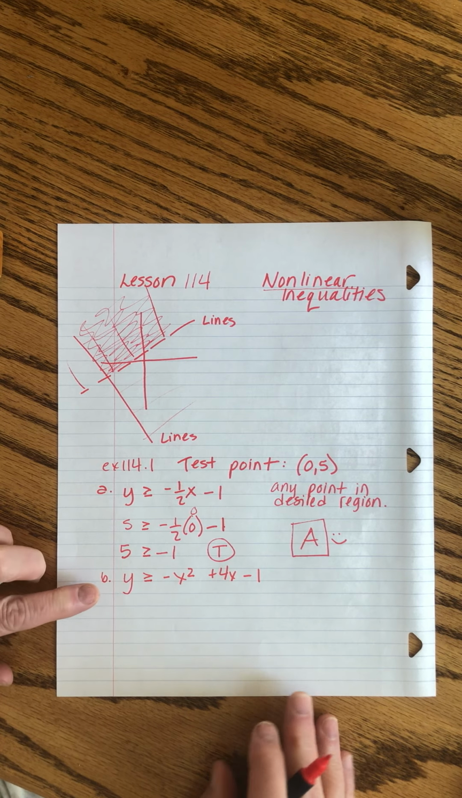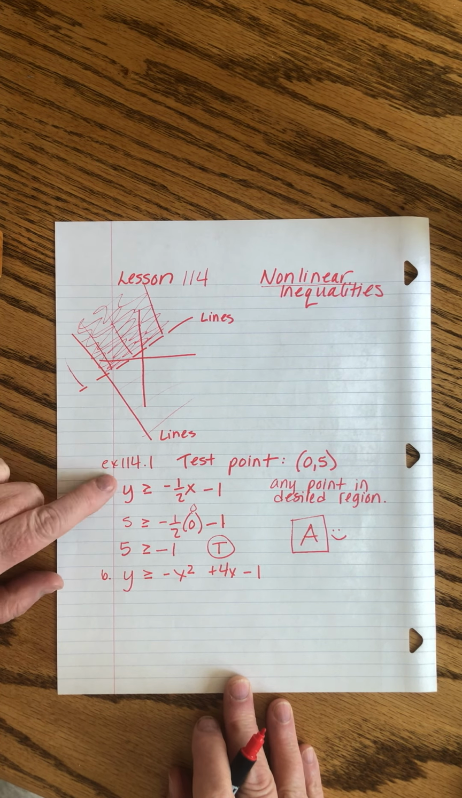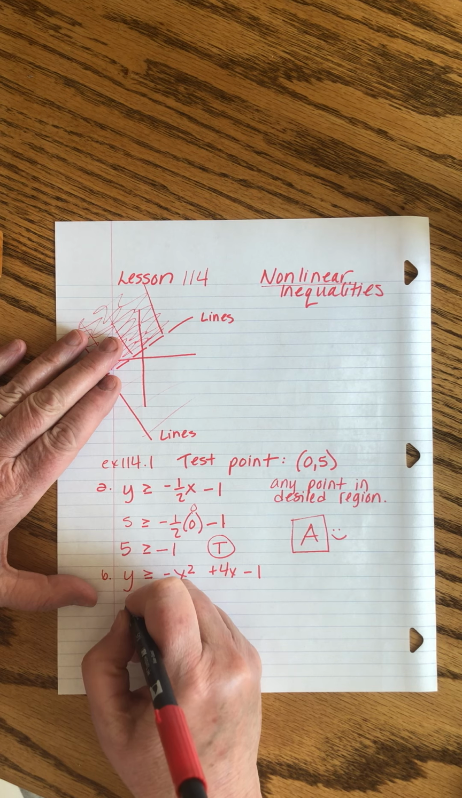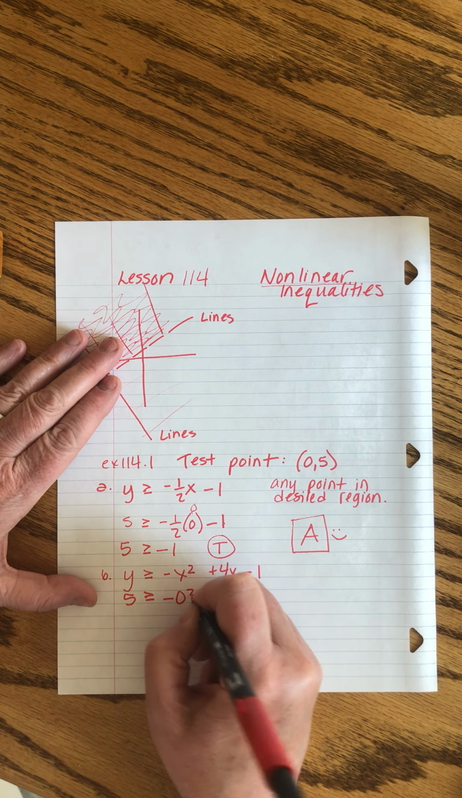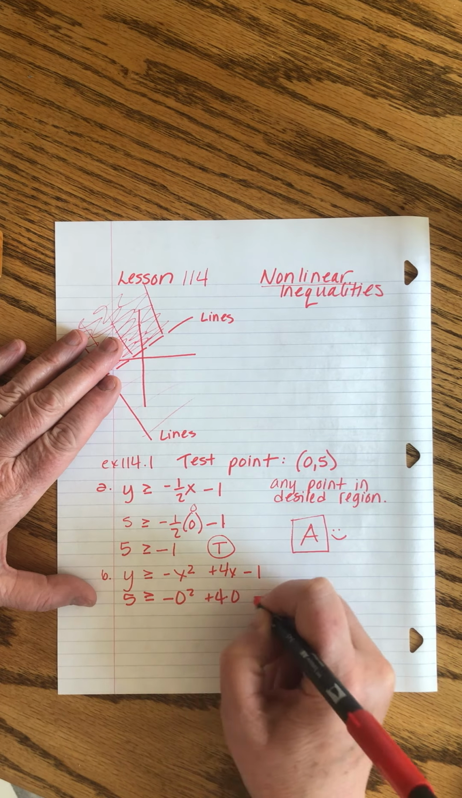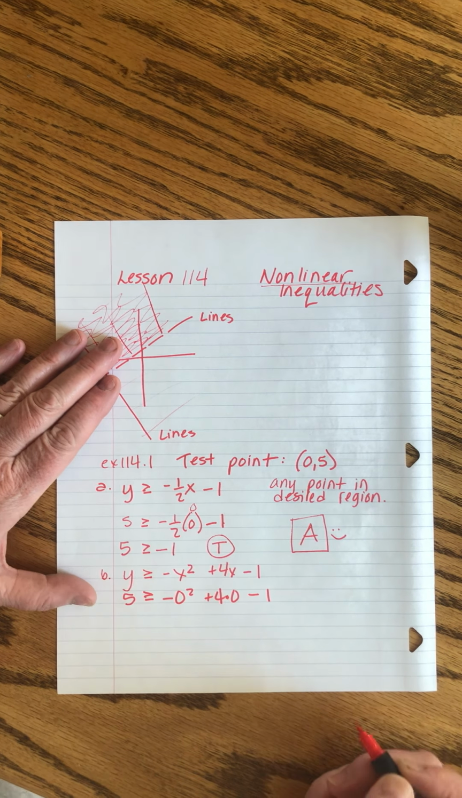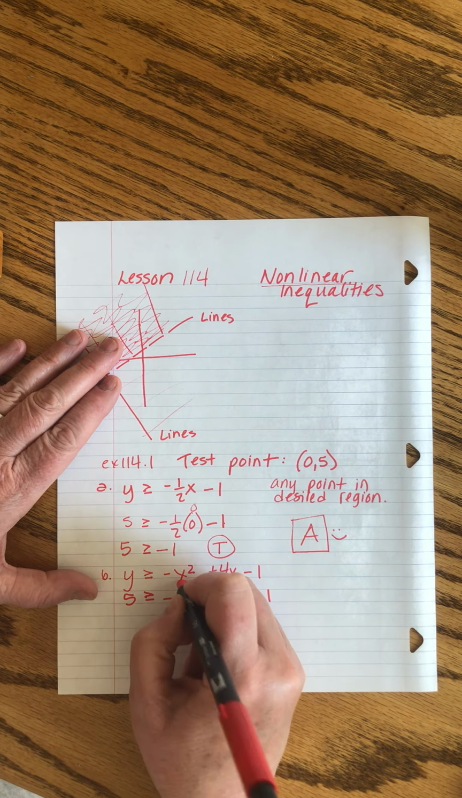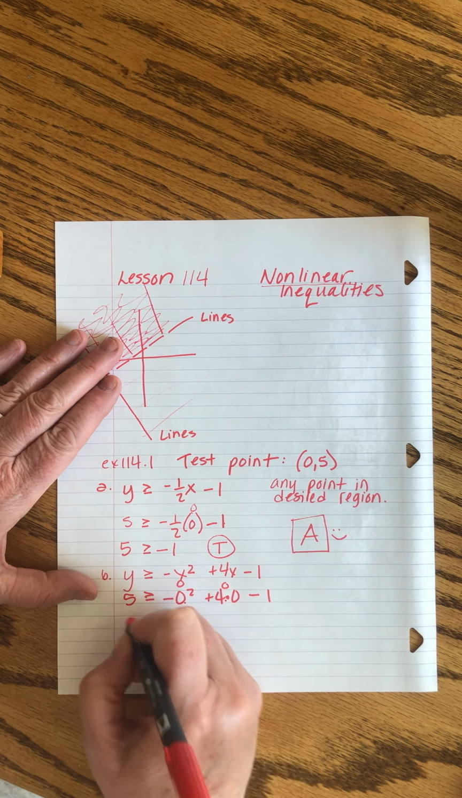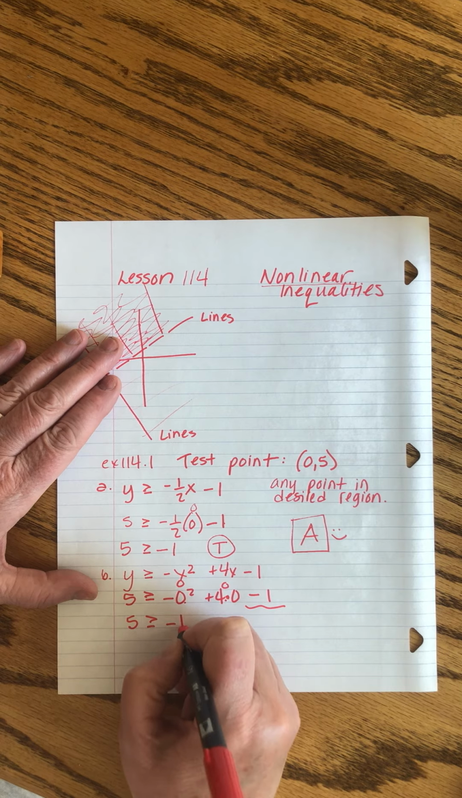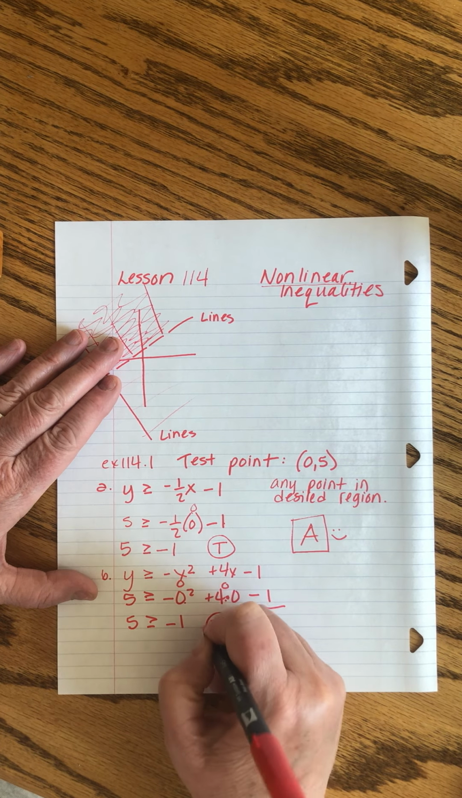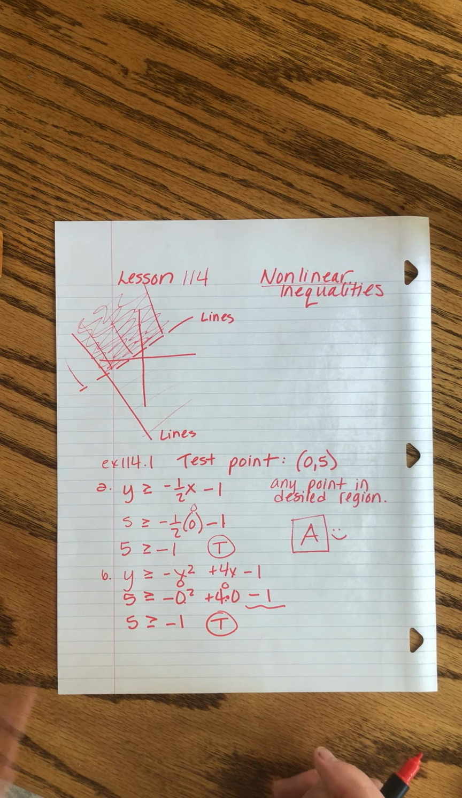Okay, so that's the second. This is the parabola. This was the line. Now let's put it in. 5 is greater than or equal to minus 0 squared plus 4 times 0 minus 1. Okay, this is 0 plus 0, so that all just comes down to minus 1. 5 is greater than or equal to minus 1. That is also true. Yay. All right, let's try another one.